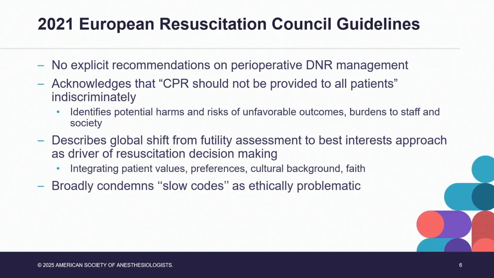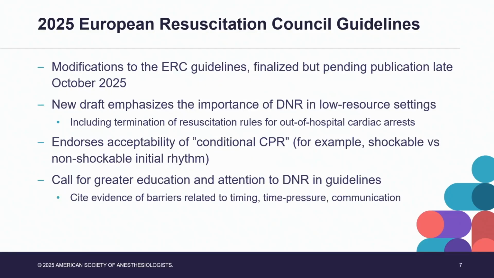But they do integrate many of the tenets and principles that are cited in the American perioperative DNR guidelines, one of which being that CPR should not be universally provided, that we should be doing this discriminately and looking at harms and burdens and realities, similar to those articles we saw that you might triage by age or ASA status or existing frailty. It describes a global shift from sheer futility assessments to more of a best interest approach that must forcibly integrate patient values, preferences, and background, and then globally condemns any sort of slow codes, and that is one that we can hold and take home, is that slow codes no one should be doing anywhere in the world as an ethically problematic approach.